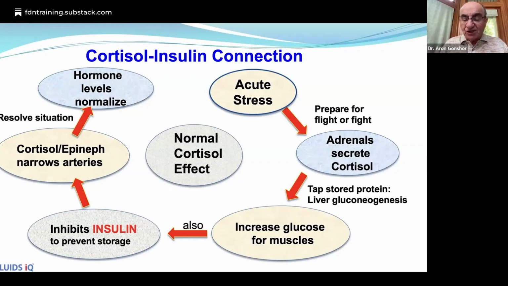Why? We want to increase glucose to get it into the muscles. Because if you're going to run away, if you're going to fight, those muscles need to be working. It also inhibits insulin because it wants to prevent storage of glucose. All that glucose needs to be used by the muscles for fighting or flight. But eventually, what happens is the arteries narrow because of epinephrine in order to either fight or run, and that will resolve the situation and the hormone levels normalize. That's the way it should work.